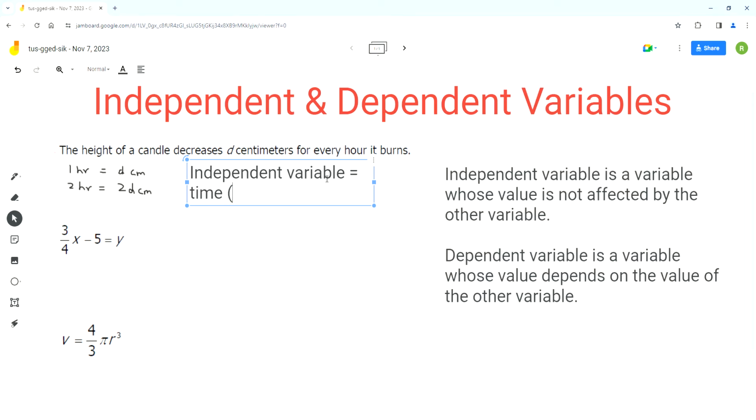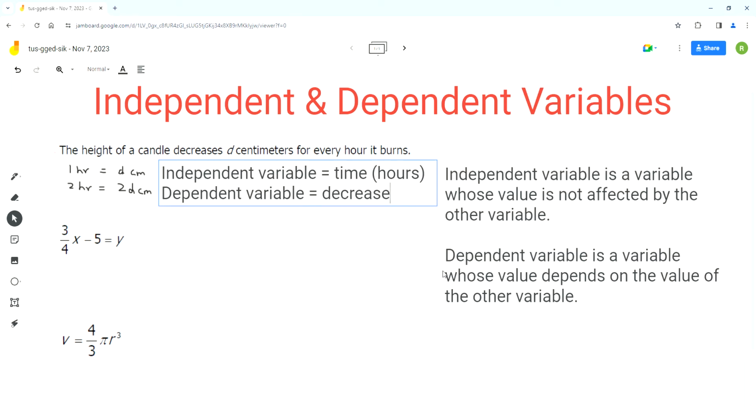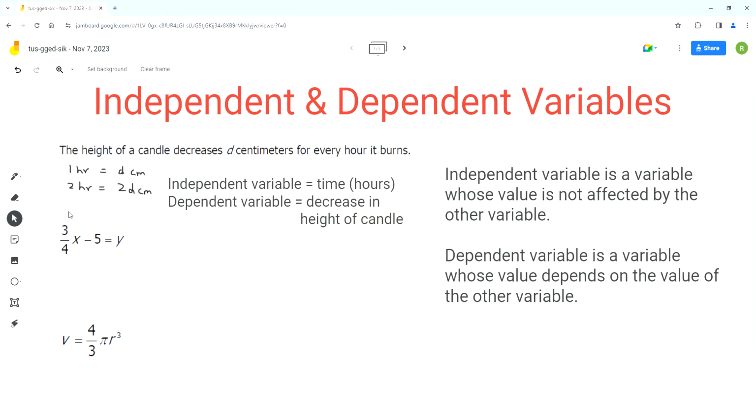Time in hours. Because as time goes by, the candle keeps burning more and more and its height decreases more. So that means the dependent variable in this case is the decrease in height, which is d centimeters per hour. The decrease in height of the candle. So now let's analyze the second part.